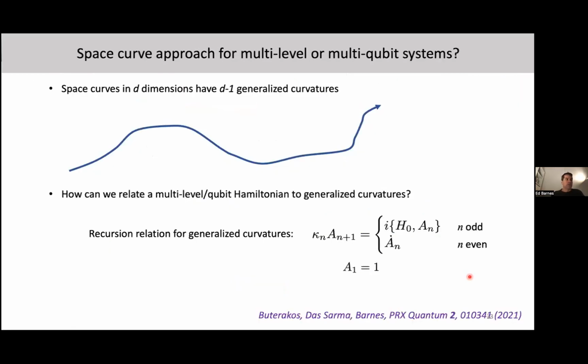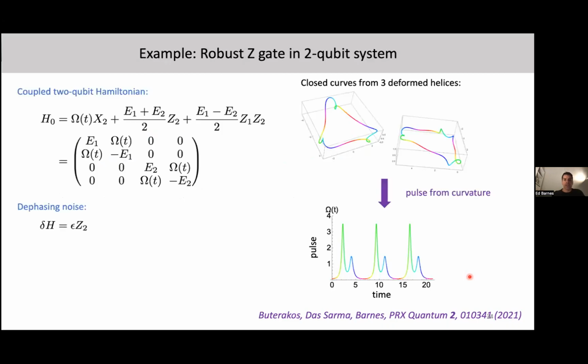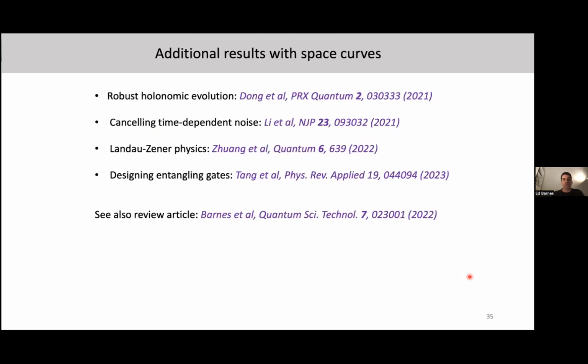And this idea generalizes to an arbitrary number of qubits. For any number of qubits, the evolution of that system is described by some space curve in some number of dimensions. And canceling noise means that you have to make sure that the space curve satisfies certain properties. And then you can figure out what the control fields are by looking at generalizations of the curvature for these higher dimensional space curves. So we worked out examples of doing 2-qubit entangling gates this way, or doing a 1-qubit gate in the presence of crosstalk with a 2nd qubit, and various other things.